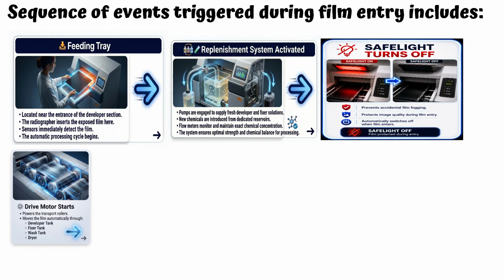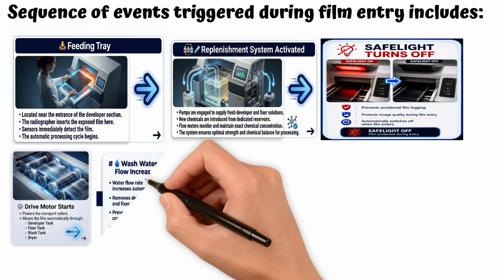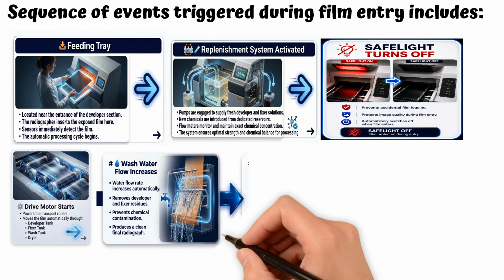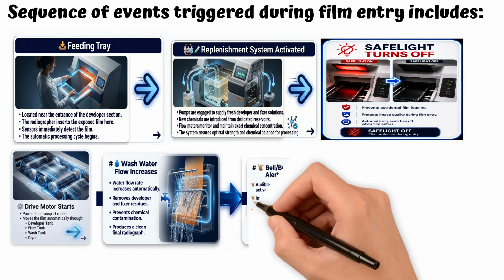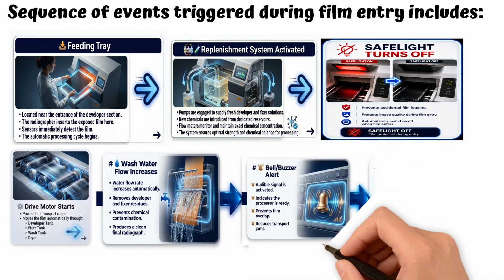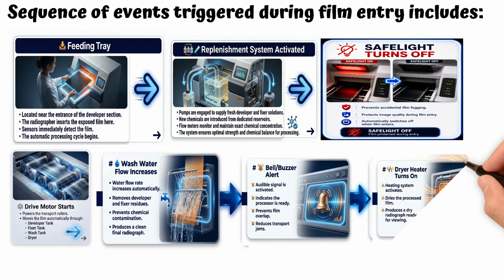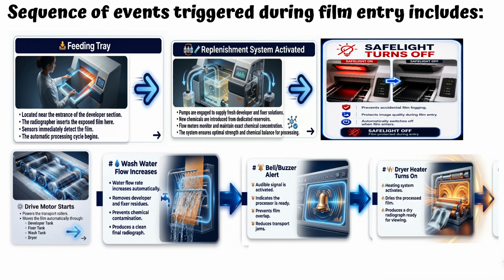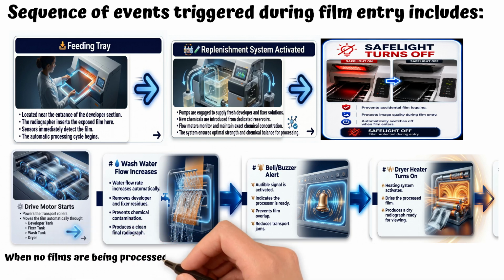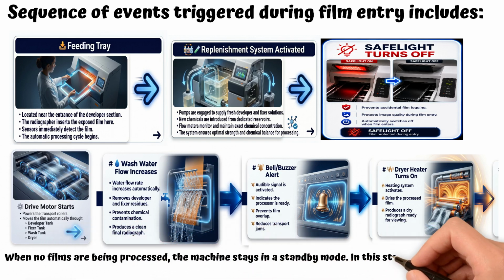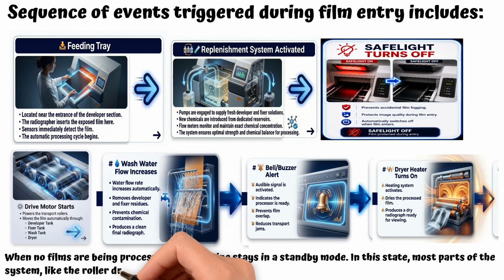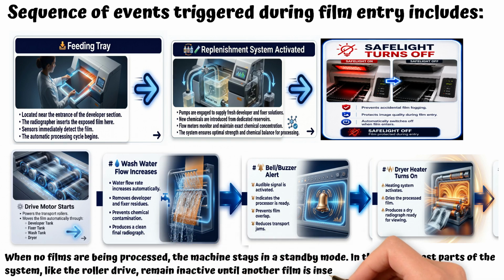At the same time, the wash water flow increases to ensure the film is properly cleaned and free from chemical residues. An audible alert, such as a bell or buzzer, also sounds. This signals that the machine is ready for another film and helps prevent overloading or film jams. Finally, the dryer heater switches on to prepare the film for drying as it moves out of the system. When no films are being processed, the machine stays in a standby mode. In this state, most parts of the system, like the roller drive, remain inactive until another film is inserted.